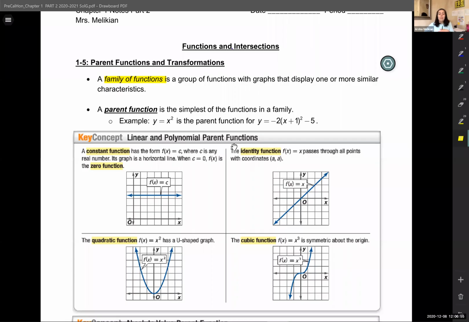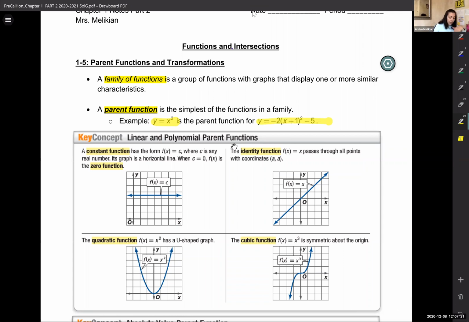A family of functions is basically a group of functions which have similar qualities. So for example, parabolas, that's a family of functions, but one parabola might have a different equation than the other. A parent function is the simplest way to write the equation of a family. So for example, if we are talking about parabolas, then the parent function would be y equals x squared, okay? And then different variations of it could be something like this.